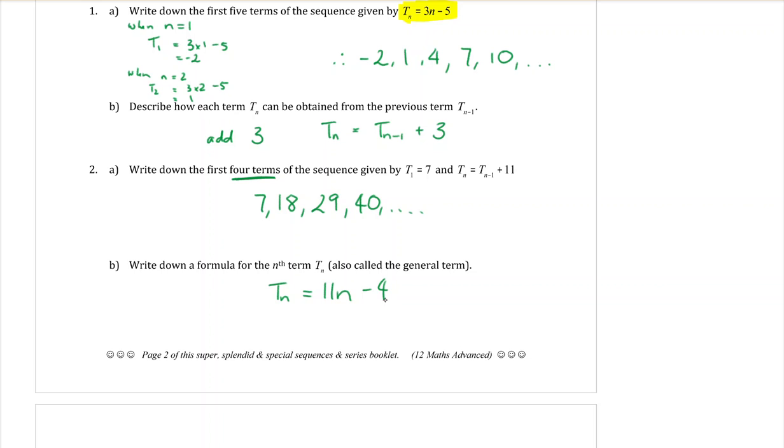Okay, so just a little tip on how to work those out. Whatever they're going up by is what you multiply by, and then either add or subtract something off there to make it fit the first term.